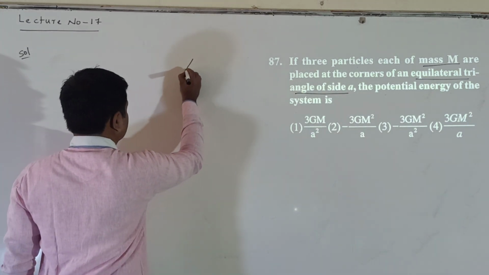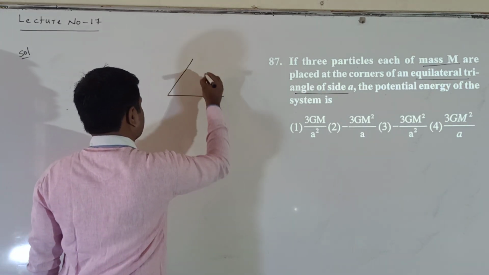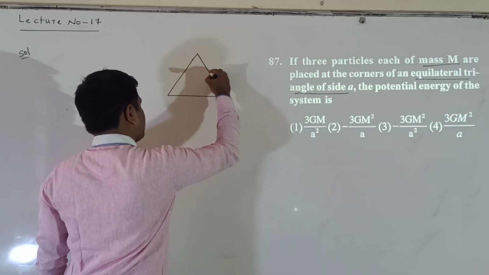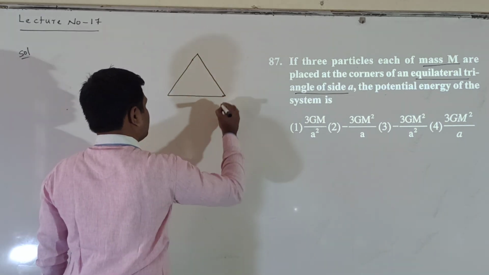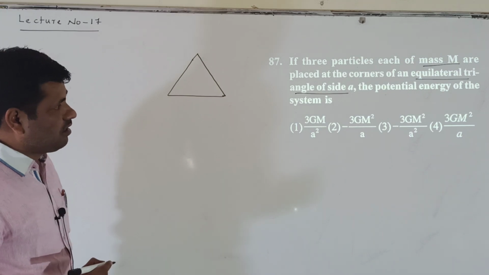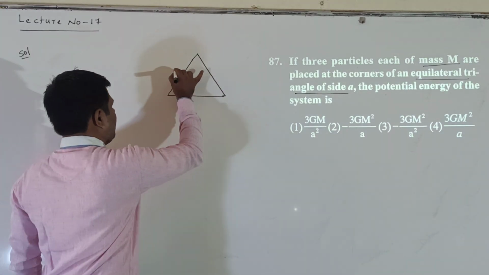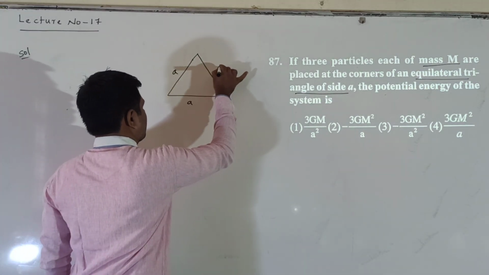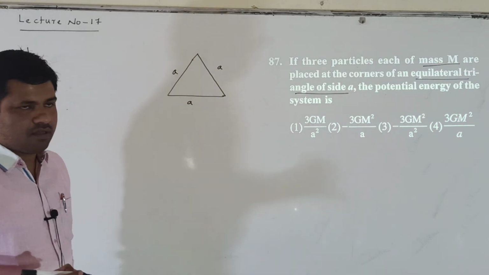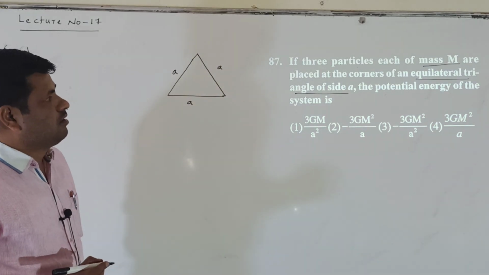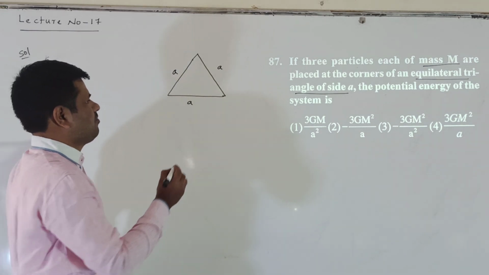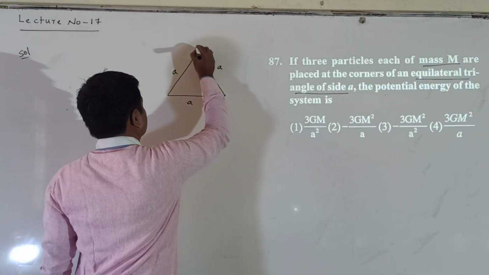Now this is considered as an equilateral triangle. Here all sides are A. Okay, now here 3 particles of mass m are placed at the 3 corners.